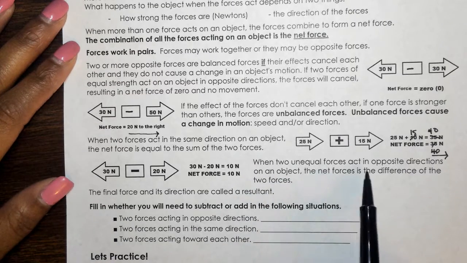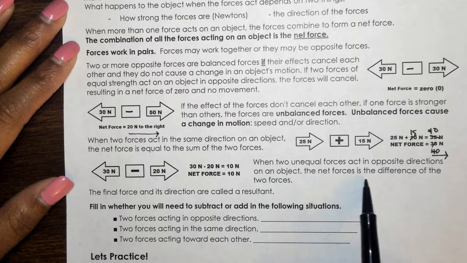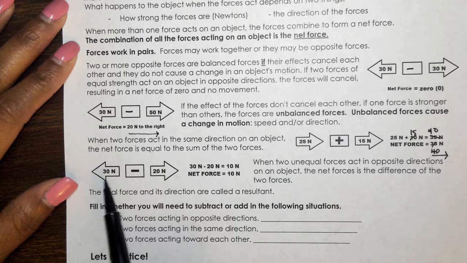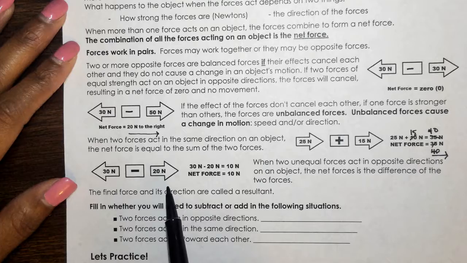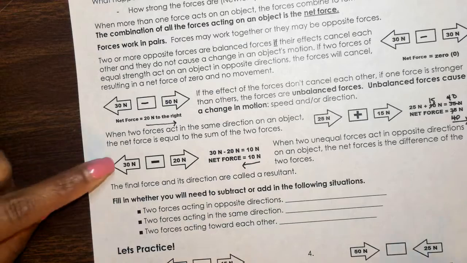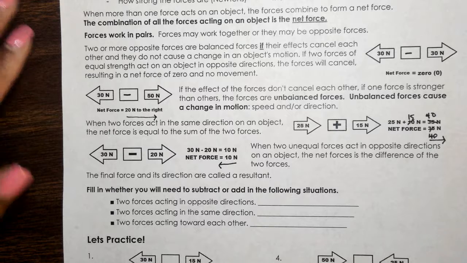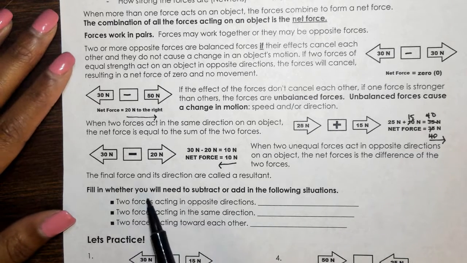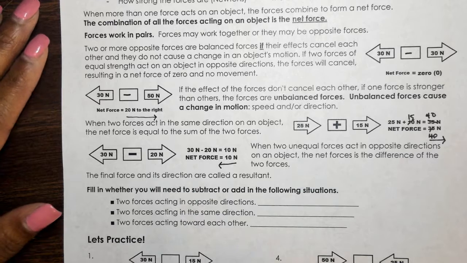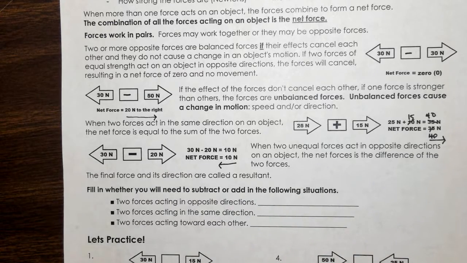When two unequal forces act in opposite directions on an object, the net force is the difference of the two forces. So here you have 30 minus 20. Alright, it's going to go 10 newtons to the left, so it's going to go in this direction because 30 is greater than 20. Alright, the final force and its direction are called a resultant. So go ahead and fill in whether you will need to subtract or add in the following situation. So I'll give you about 30 seconds.